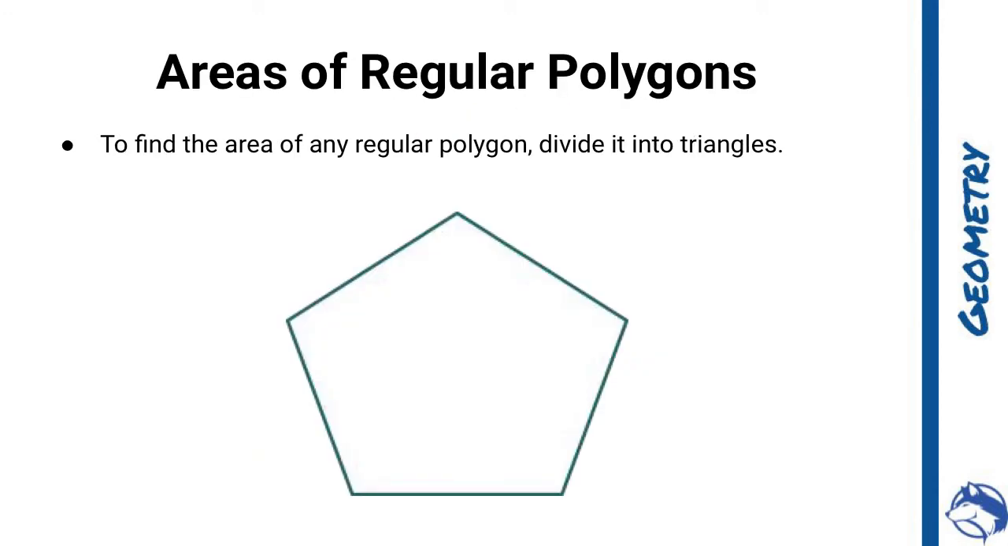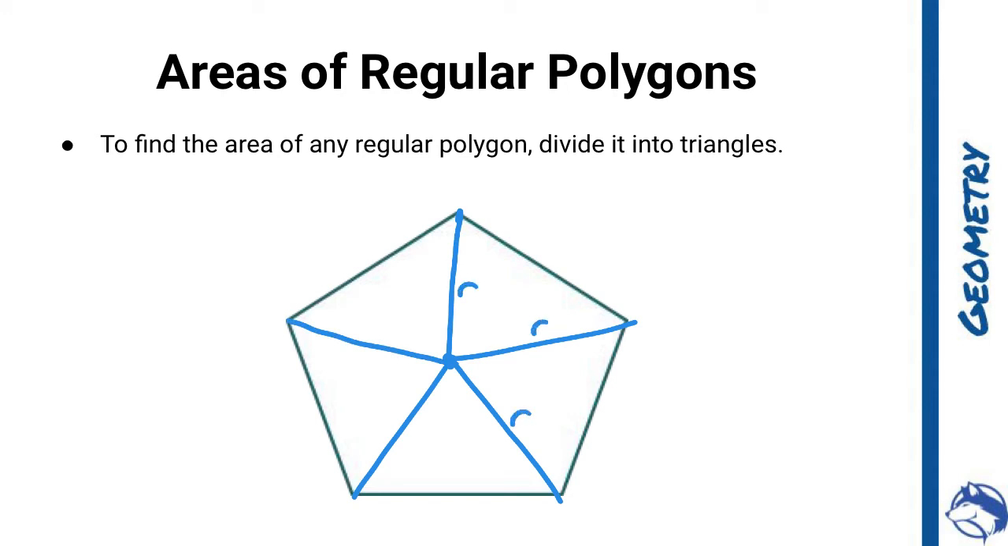And so when it comes time to take the area, what we're going to do is cut this into slivers. So if I go ahead and break this up into 5 different pieces, well, all of these are my radius, and all of these have to be congruent. So what I end up with is 5 triangles that are the exact same. So the area of the polygon is going to be equal to 5 times the area of the little triangle.